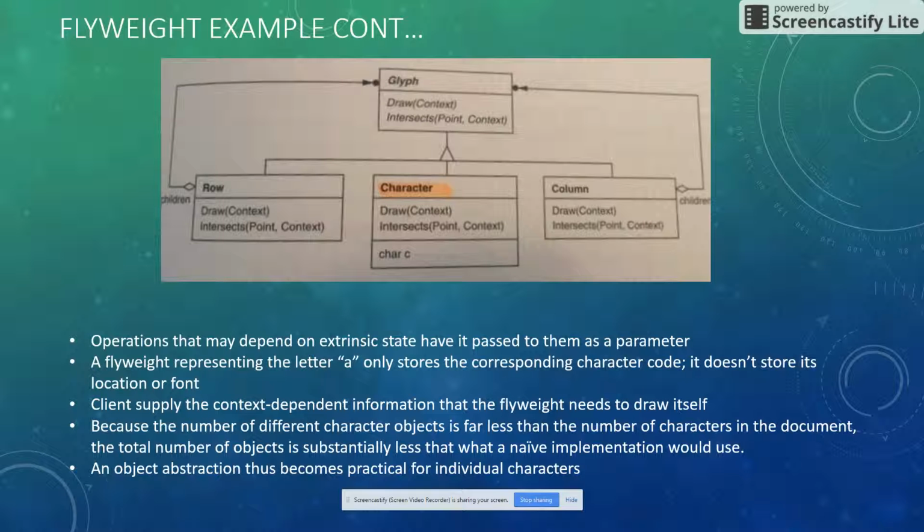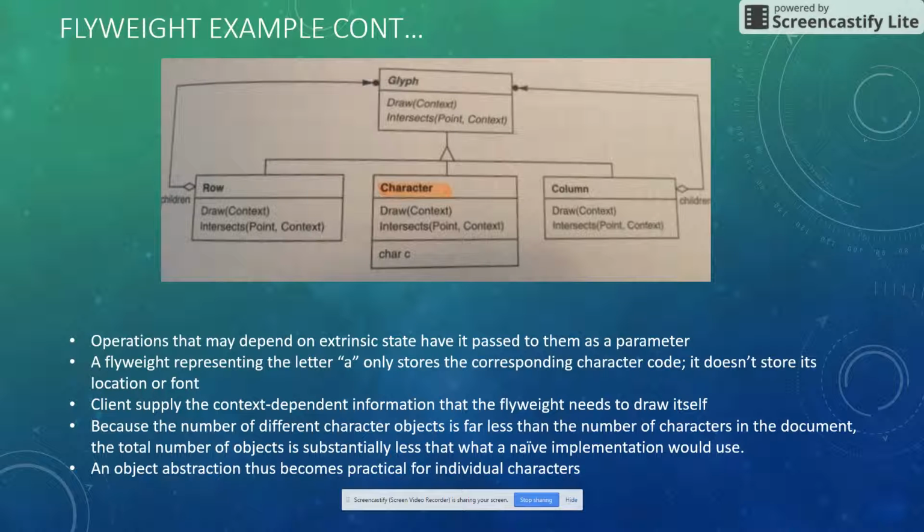A flyweight representing the letter A only stores the corresponding character code, so it doesn't store its location or font. The client then supplies the context-dependent information that the flyweight needs to draw itself. For example, a row glyph knows where its children should draw themselves so that they are tiled horizontally.